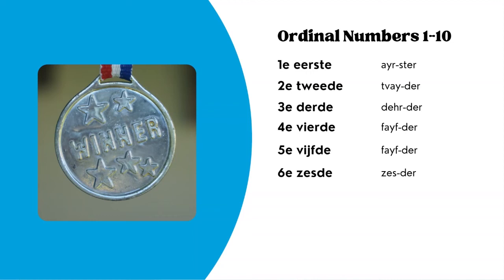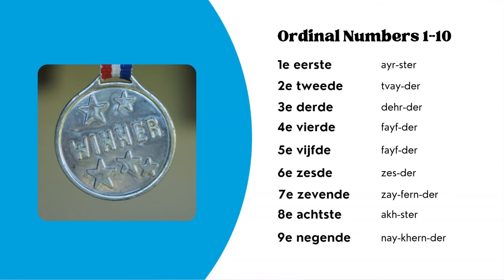Zesde. Repeat after me. Zesde. Okay, then we go to the 7th and dat is zevende in Dutch. So repeat after me. Zevende. Then 8th, that is achtste. Then 9th is negende. Repeat after me. Negende. And then 10th is tiende. Repeat after me. Tiende.